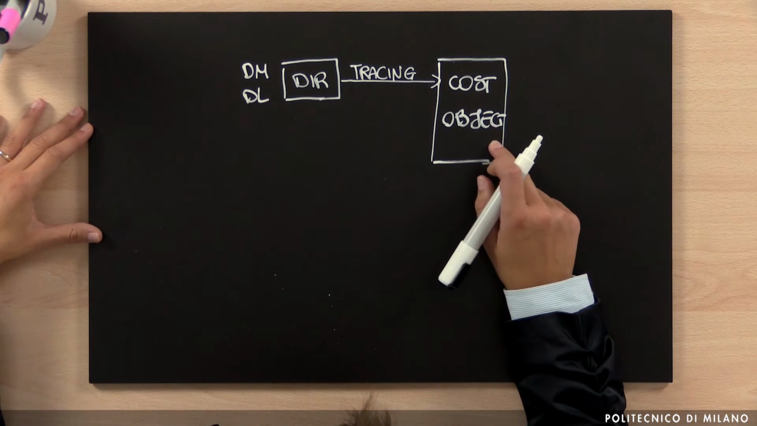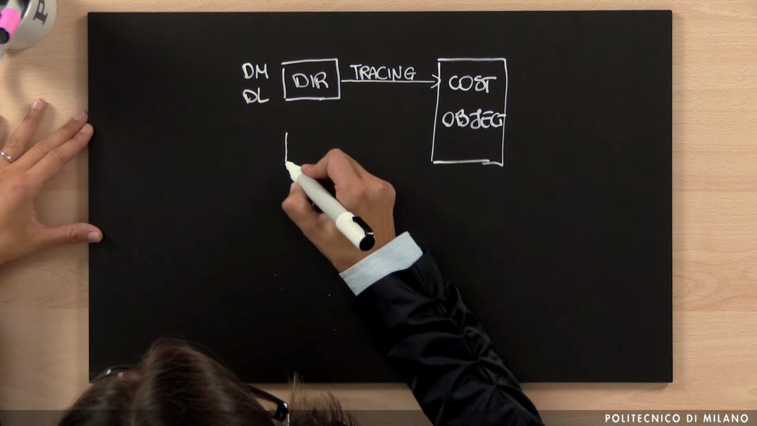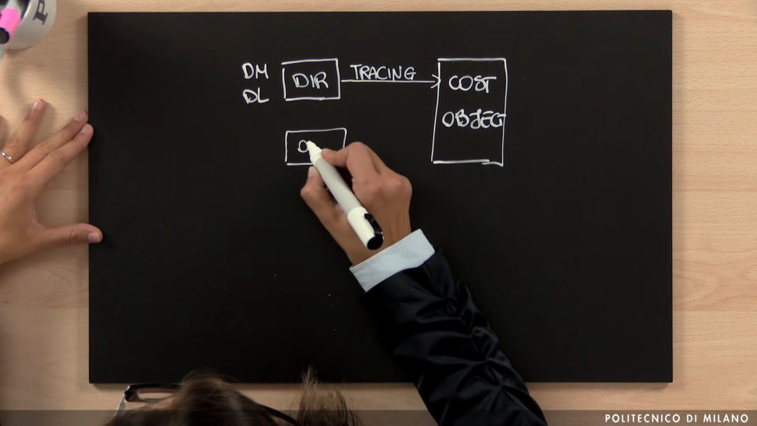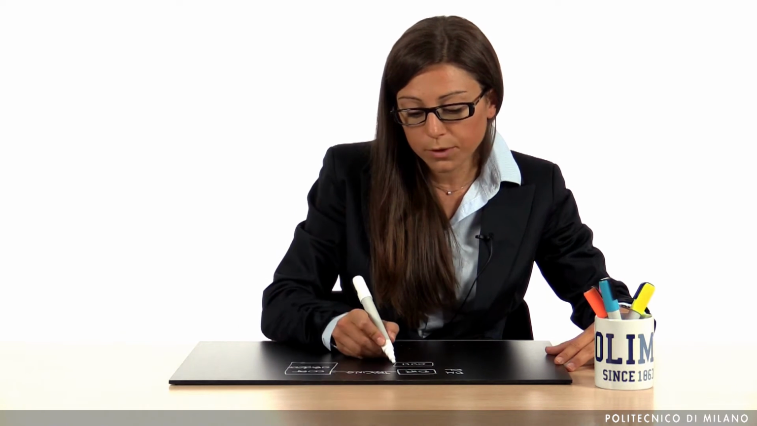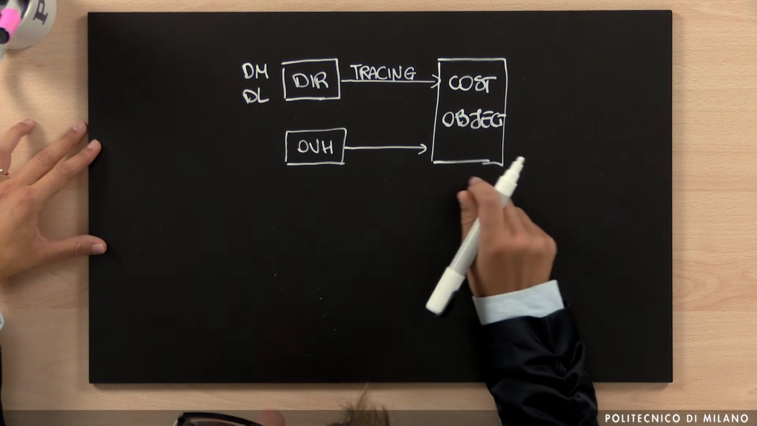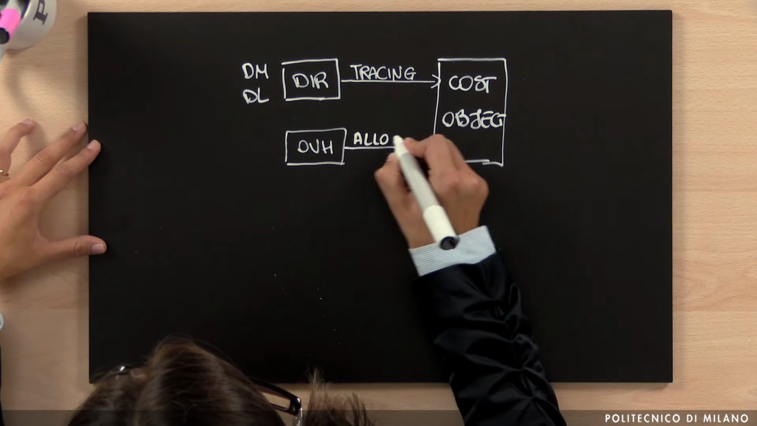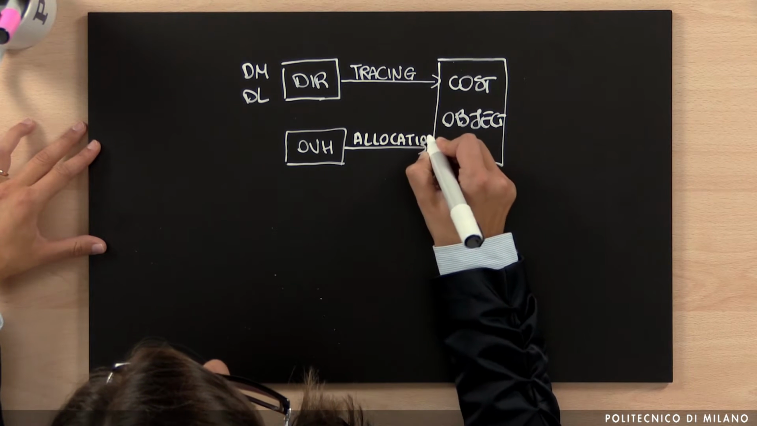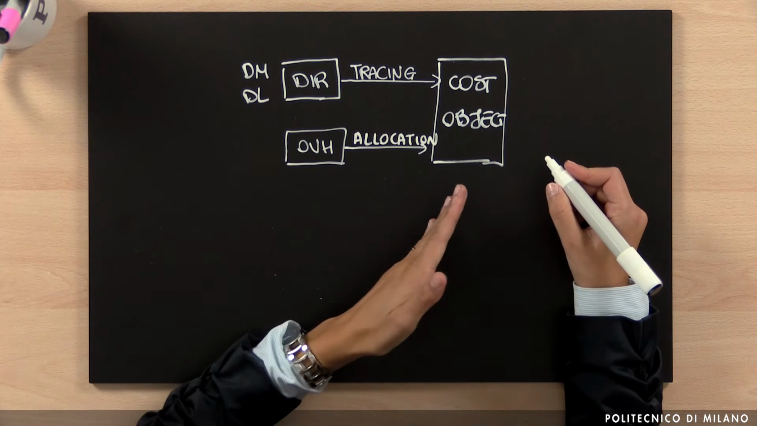This is not the case instead when we have indirect costs, which we can also call overhead. In this case, by definition, the overhead is absorbed jointly by more than one cost object. This means that we cannot assign their value in a univocal way to the cost object, but we need to allocate the value of the overhead to the final output. So we are talking about allocation. Allocation means that we are using a proxy in order to assign this value to the final cost object.